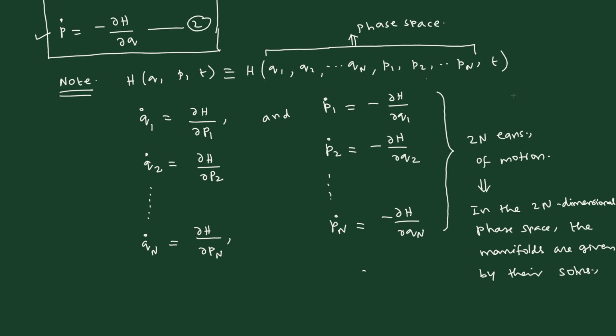And if you do that, that is known as the 2n dimensional phase space. In that phase space, you are going to draw the solution trajectories. Solution trajectory means the solution to this equation. This is your Hamilton's equation of motion, and you are going to solve them, and then the solution, you are going to plot it in the phase space, and they are known as the manifolds. So the manifolds are going to be drawn in the 2n dimensional phase space.